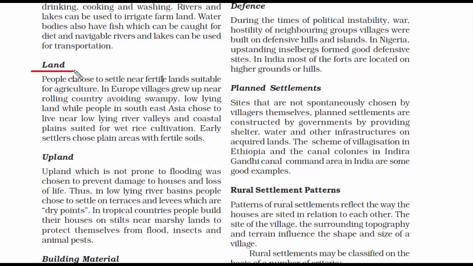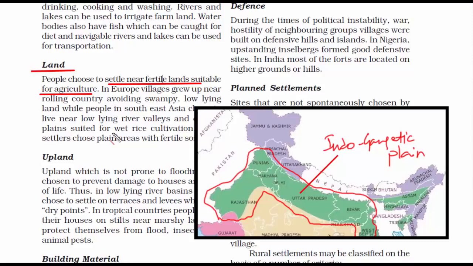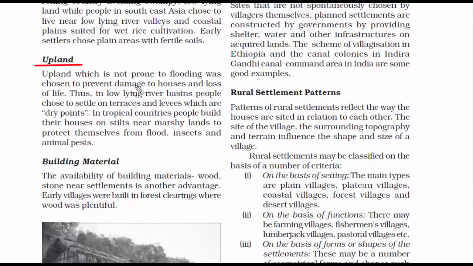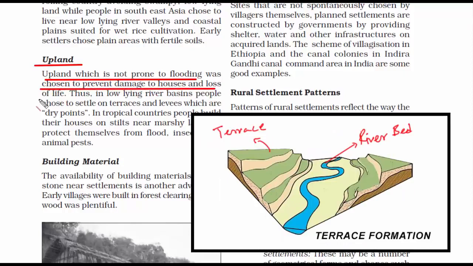The second one is land. Again, due to their agricultural needs, people in rural areas also like to settle near fertile lands because they are suitable for agriculture. That's why many places around the world have settlements in low-lying valleys where rivers tend to flow. Plain low-lying areas are suited for wet rice cultivation. The third one is upland. While rural settlements have been in low-lying valleys, to avoid flooding, people often chose to settle at terraces and levees, which are dry points. Plus, you also want to protect yourself from insects and animals. So, a terrace is a step-like landform created to avoid flooding.